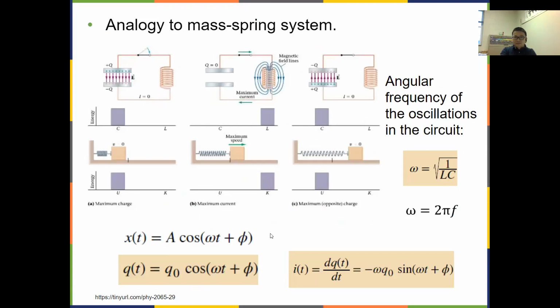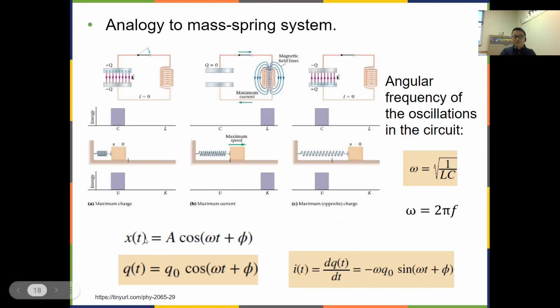So an LC circuit is similar to a mass attached to a spring, where you transfer energy between the kinetic energy and the elastic potential energy, back and forth, back and forth. In the LC circuit, you have the energy in the magnetic form and in the electric field form, back and forth. For the mass attached to the spring, you can write the displacement as a function of time t as a cosine function, right? It's oscillating back and forth.